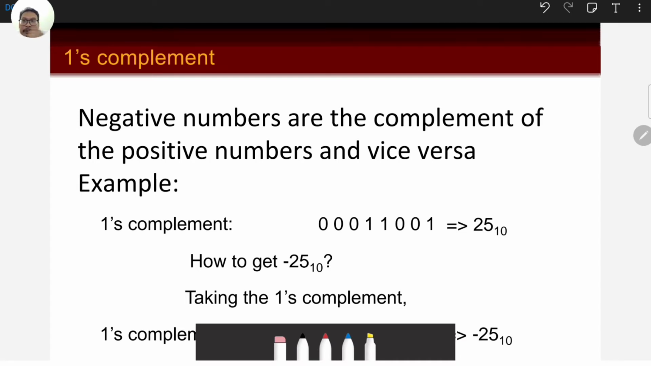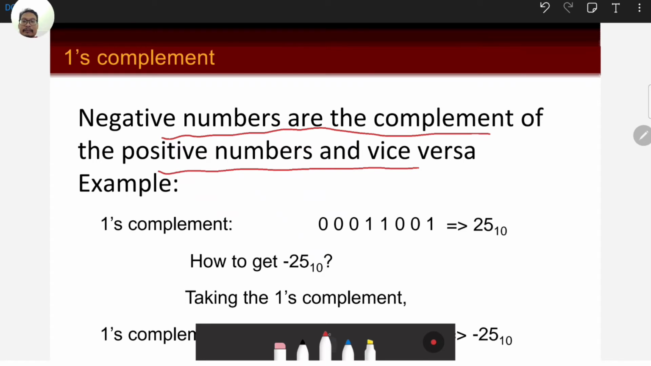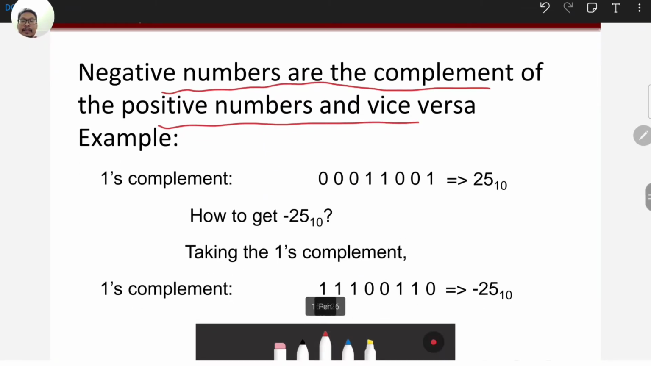But let's try to understand what is meant by 1's complement. So in 1's complement, the negative numbers are the complement of the positive numbers and vice versa. So for example here, given this binary in 1's complement, we already know that if it starts with a 0 in the front, then it's a positive number, so it's plus 25.